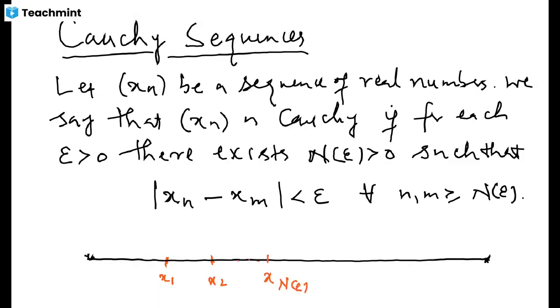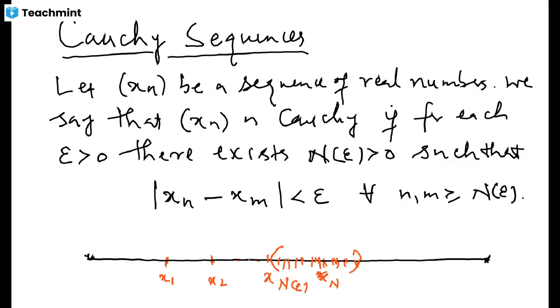That means if I fix some term here, and let this be the interval or epsilon neighborhood, this is some term and all those terms are going to lie somewhere here. There is not much distance between those terms. They all are somewhere close to each other. So such a sequence is known as a Cauchy sequence.